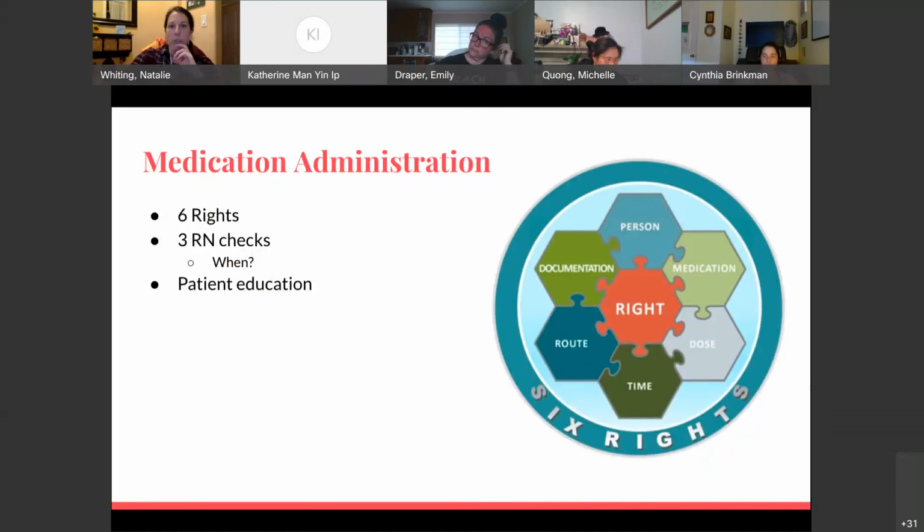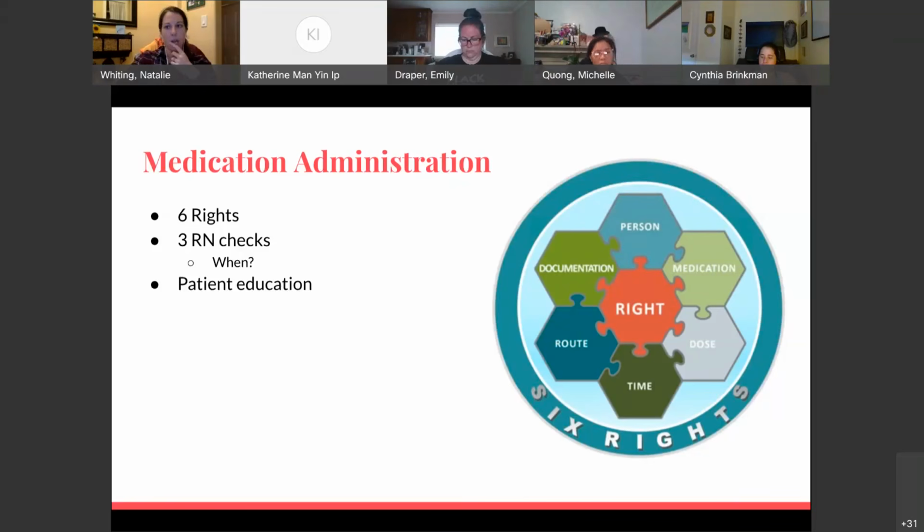Okay, new material. So medication administration, so you have your 6 rights, which are right patient or person, right medication, right time, right dose, right route, right documentation. You want to always do 3 RN checks.